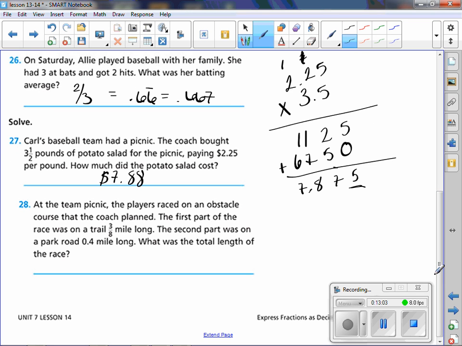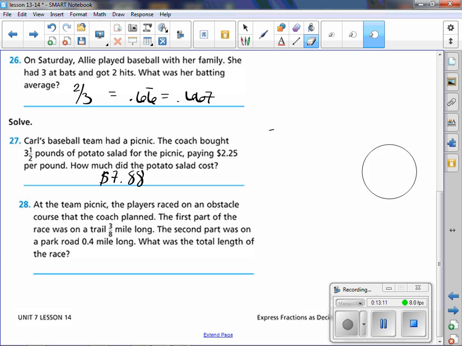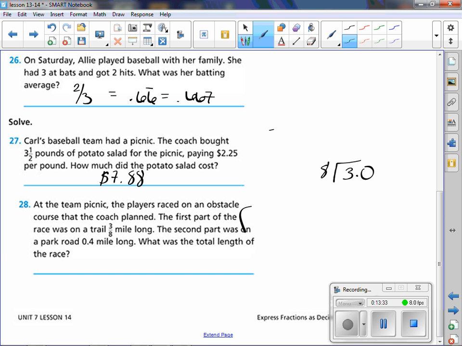At the team picnic, the players raced an obstacle course that the coach had planned. The first part of the race was 3/8 of a mile long. The second part was Park Road, and it was 4/10 of a mile long. What was the total amount of the race? So the first thing you have to do is convert 3/8 into a decimal. Okay, so we're going to take that 3, divide it by 8, and add a 0. Go ahead and pause the video, work this out, and come back with what 3/8 is equal to as a decimal.